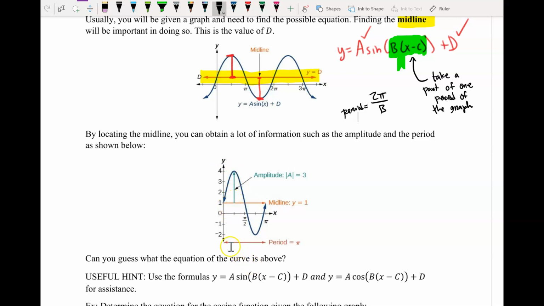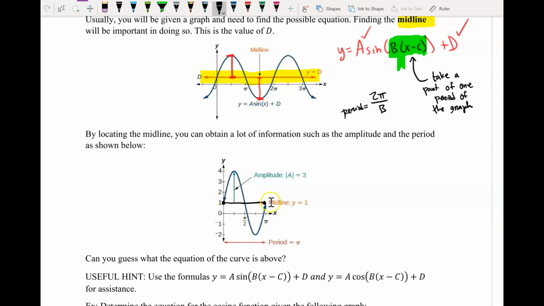It also tells you the period, right? The period is where it starts repeating. So you can see from here all the way to here, it completes one cycle, and you can just easily subtract pi minus 0. That's pi. So that's going to give you the period itself. So can you try to guess what the equation of the curve will look like? Well, let's take a look at it.